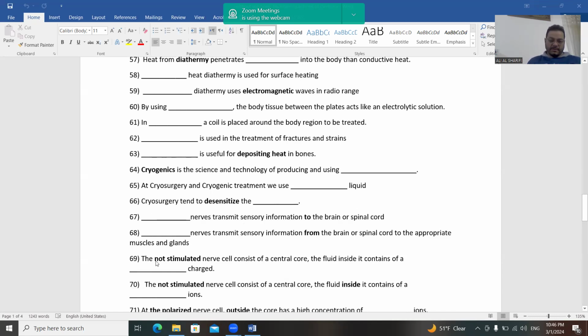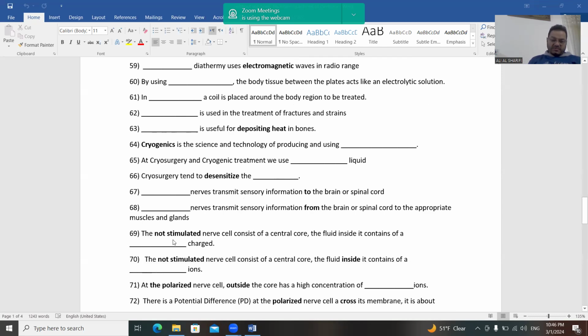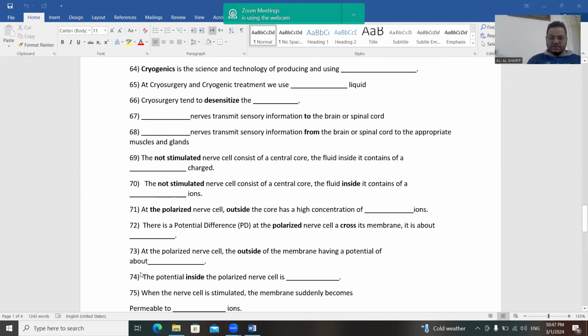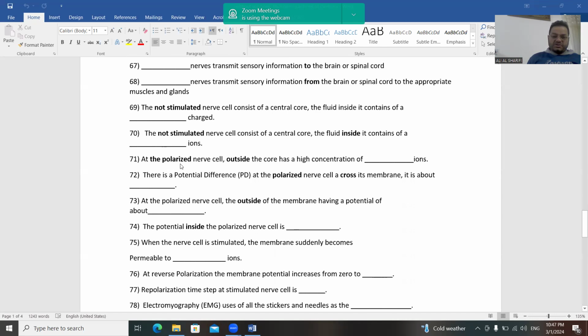Which name? The nodes stimulated nerve cell consists of a central core. The fluid inside it contains what ions? It is polarized nerve cell. Outside the core has a high concentration.